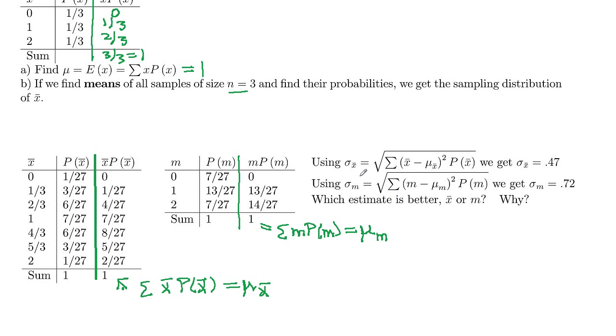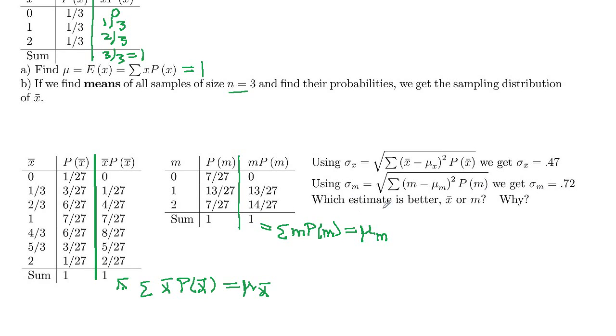So then if we do an extension table here and find the sum of the x bar values minus the mean of the x bar distribution squared times probability of x bar. So again, this is the standard deviation formula. We'll get sigma x bar is 0.47. So the standard deviation of the x bar distribution is 0.47. If we do the same thing for the sample median, we get the standard deviation for the sampling distribution of the sample median to be 0.72.